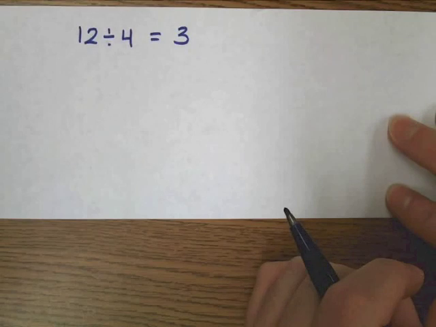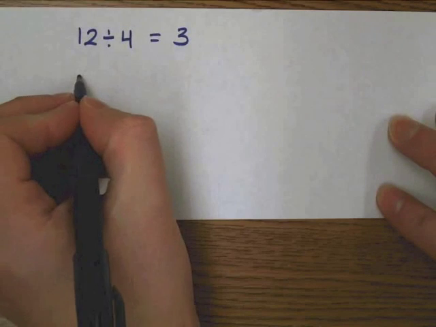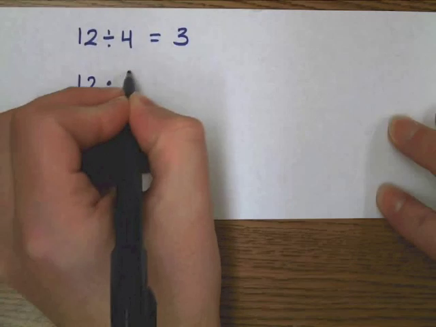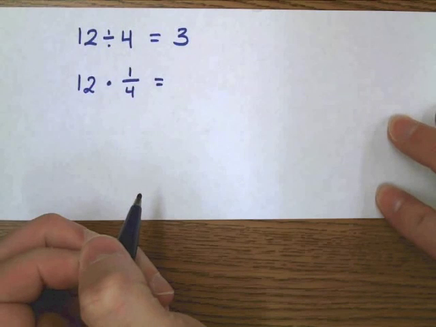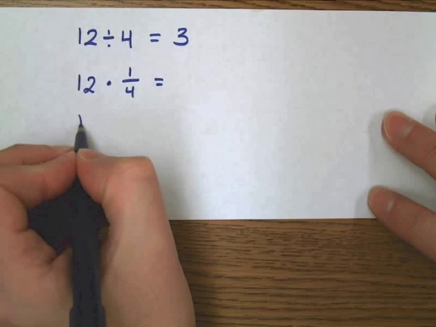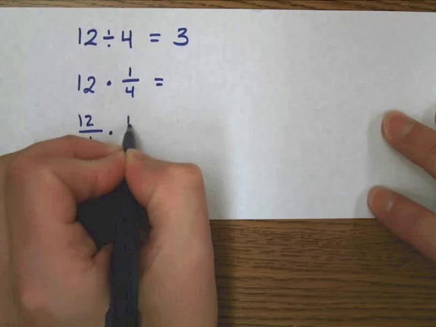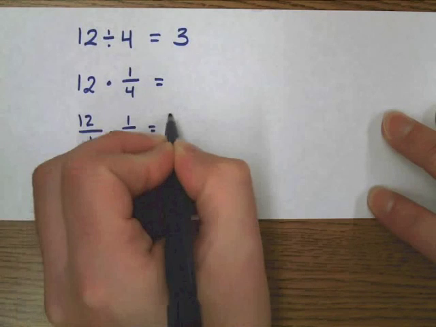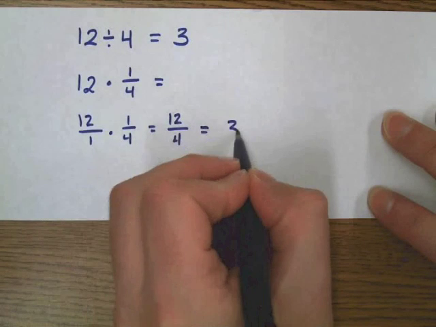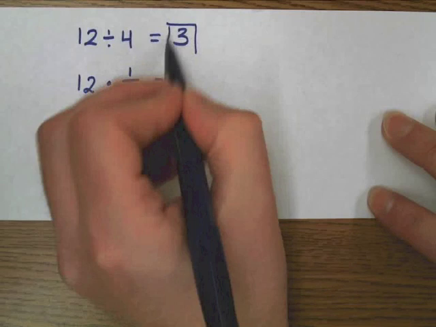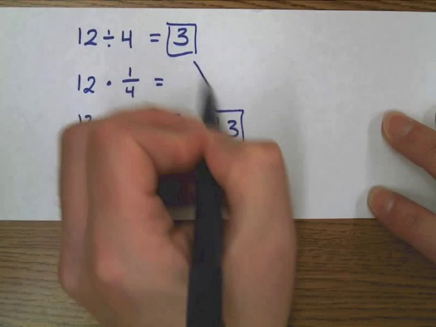But I could also look at this a different way. I could say that 12 multiplied by 1/4. So if I have 12 multiplied by 1/4, I could say that's 12 over 1 times 1/4. And I come up with 12 over 4, and 12 divided by 4 is 3, which is the same solution I came up with here.